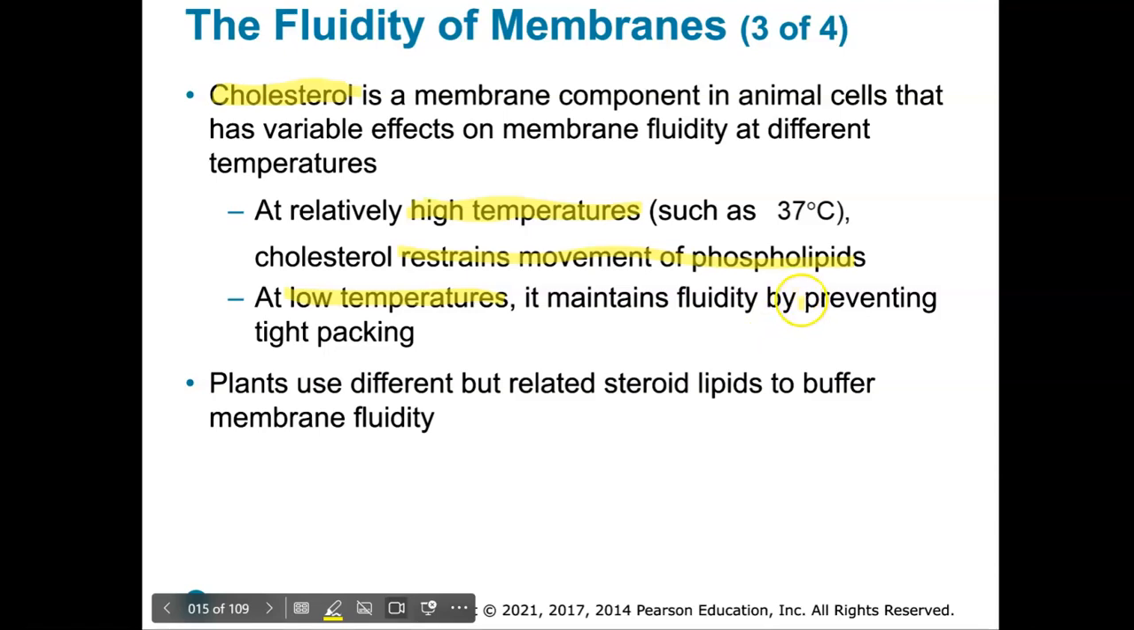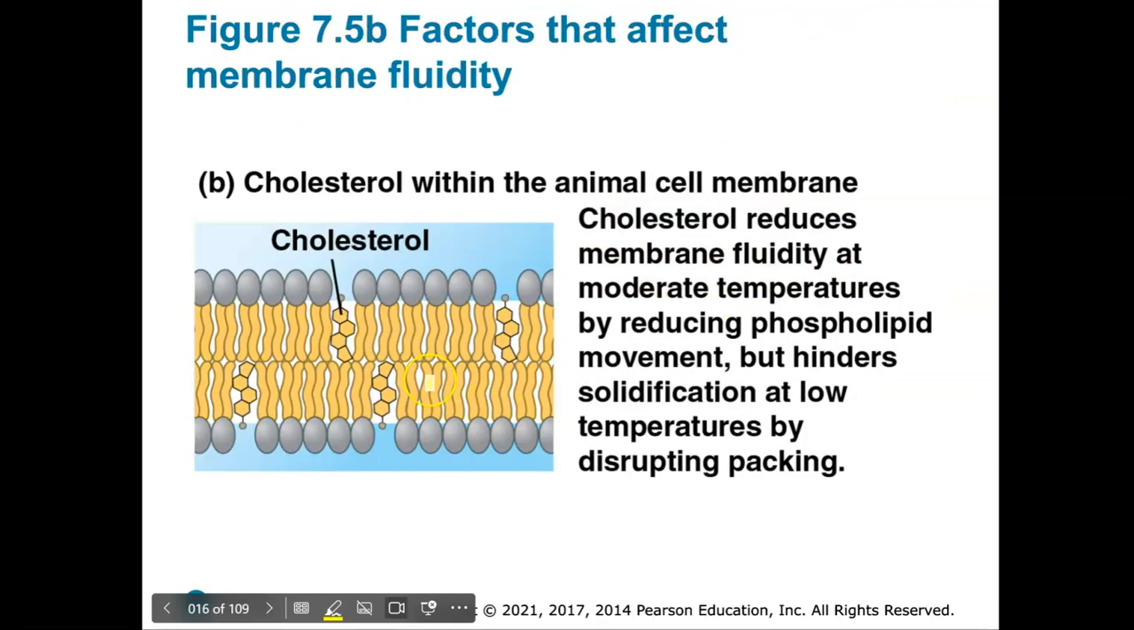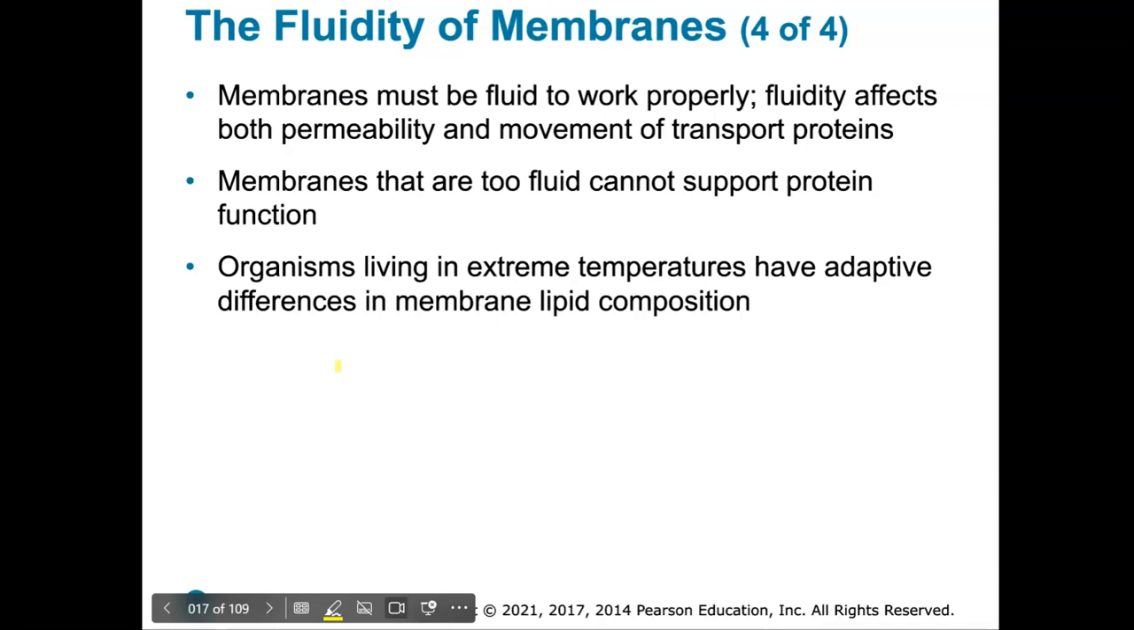It's going to prevent the tight packing of the phospholipids because it kind of acts like a spacer, you know, it's in between them. So it helps to maintain the fluid nature of the plasma membrane by preventing the tight packing of the phospholipids. So basically cholesterol does one or the other depending on the temperature. If it's really hot, it's going to keep the phospholipids from moving too much. And if it's really cold, it's going to actually allow more fluidity because it's like a spacer. It gets in between the phospholipids and separates them so they can have more movement. All right.